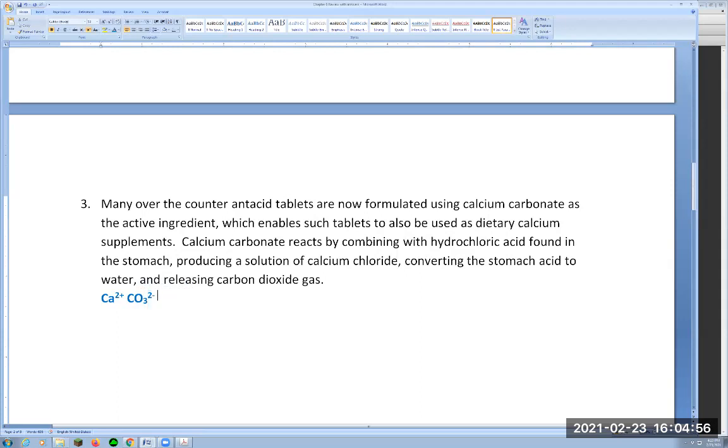So let's find the formula from these 2 ions. And you can see that the 2 positive charges will cancel the 2 negative charges. So it's just a matter of putting one of each ion. And so the charge cancels out. And here, this is tablets. So that's a solid. The tablets are solids.